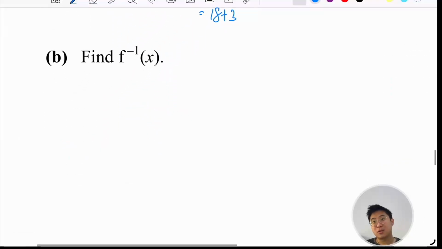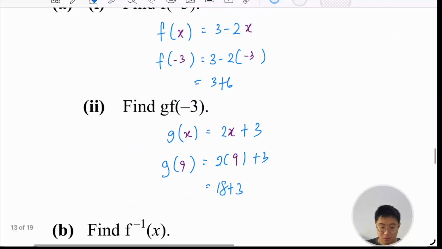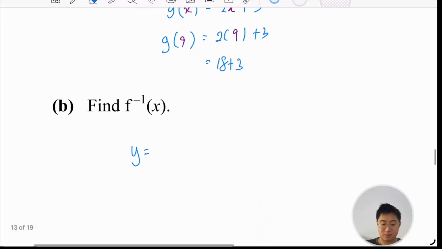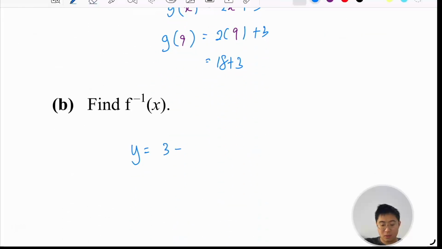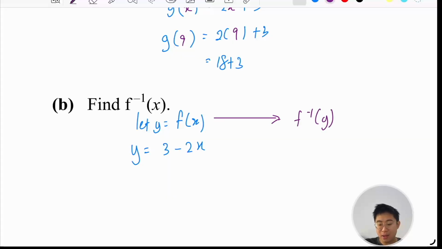Now this inverse, we always say let y equals f(x). That's what you want to do. So f(x) is 3 minus 2x. I'm just going to write down at the top: let y equals f(x). But has anyone ever told you why we do this? It's because when we swap, when we get the inverse, we have f inverse of y, and that equals x. And then we can anytime just change it back, and you'll have the inverse function.